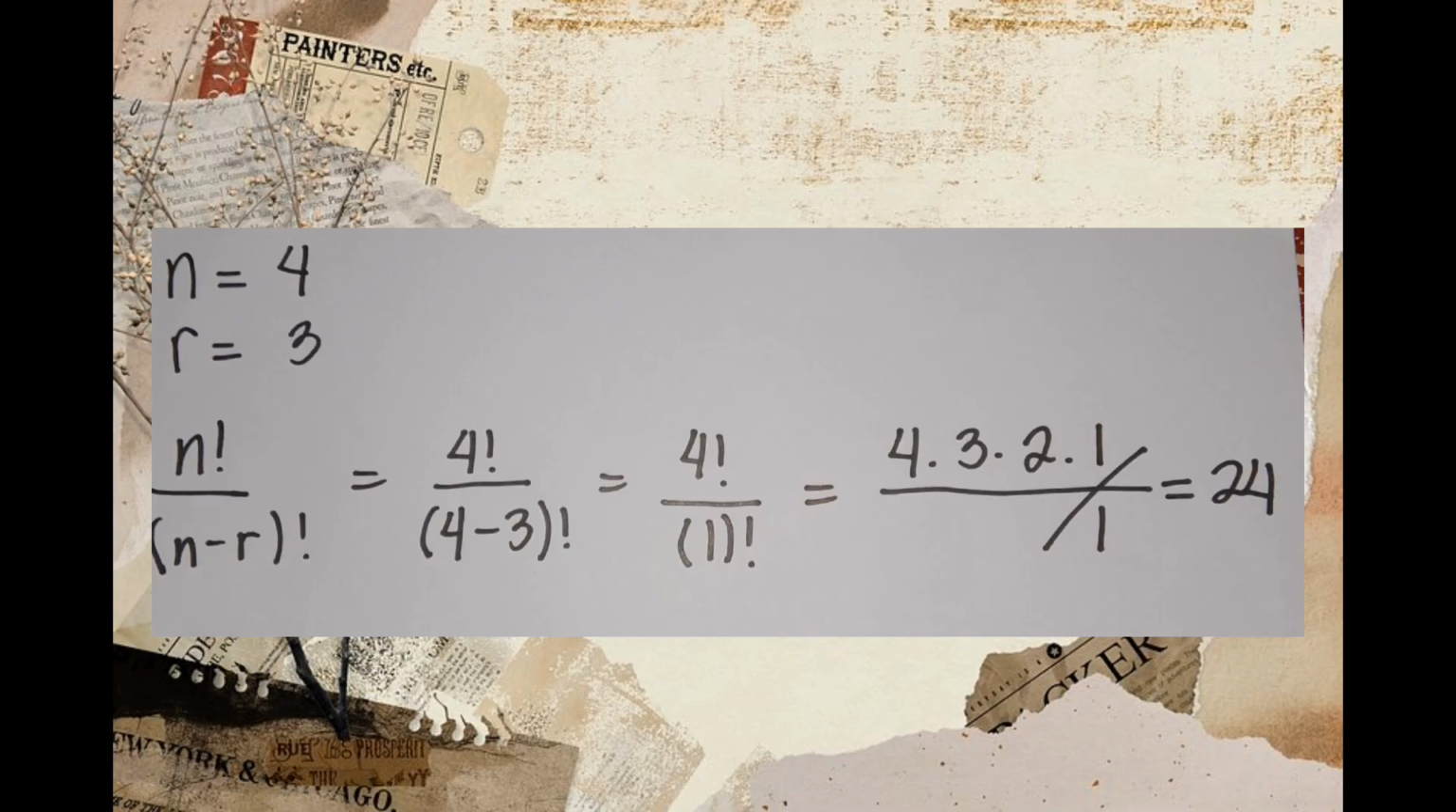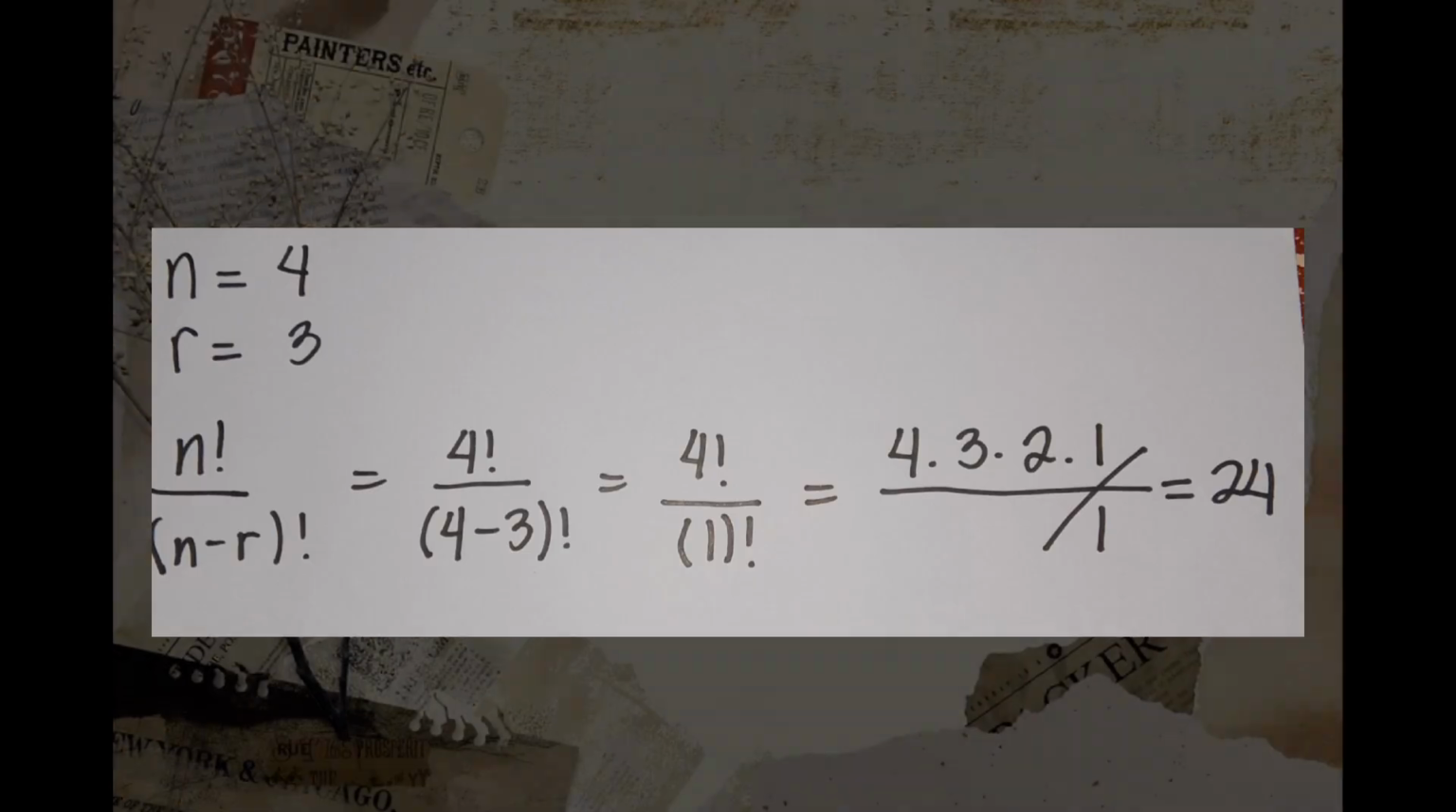The formula of permutation is n factorial over n minus r factorial, which is equal to 4 factorial over 4 minus 3 factorial, which is equal to 4 factorial over 1 factorial. 4 factorial is 4 times 3 times 2 times 1 over 1. Eliminate the 1 because they are the same. So 4 times 3 is equal to 12, times 2 is equal to 24. So there are 24 numbers that can be formed using digits 1, 2, 3, 4 without repetition.